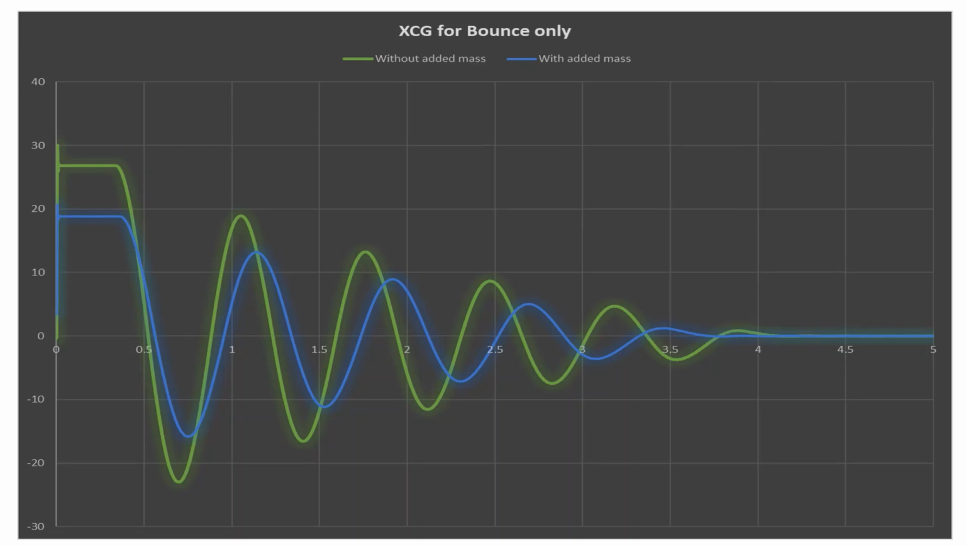When we add extra mass to the system, we are in fact changing the natural frequency of the structure. As you can see here, for the case of added mass, the period of vibration response is larger than for the case without added mass. So it means that the natural frequency of the system decreases.